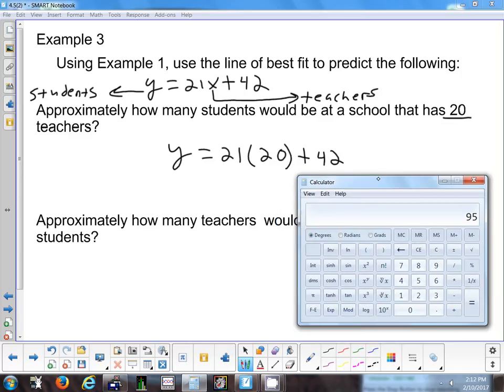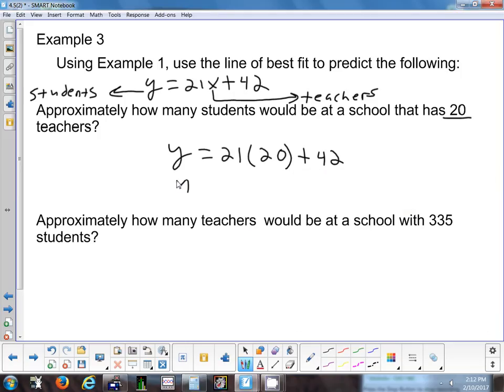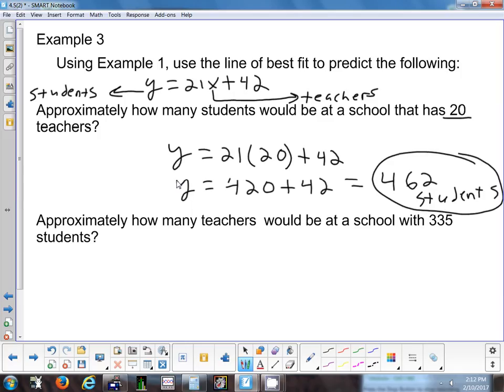Did you do that out, Kyle? What did you get? Oh, so no, I did not do that. All right. Did anybody do out 21 times 20 plus 42? Kaylee? Y equals 420 plus 42. So that would equal 462. Did anybody get 462 students? Yes. So that's the prediction. It might not be accurate, but based on the data we have, that's a prediction.